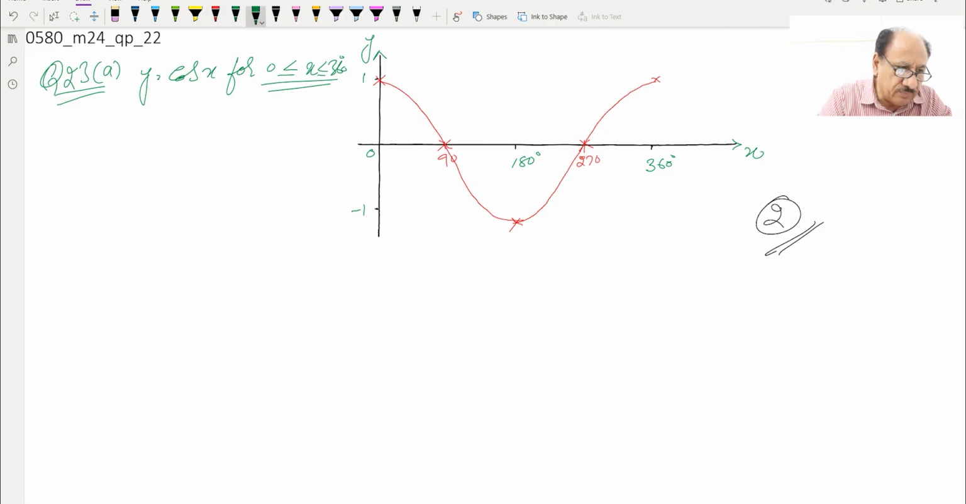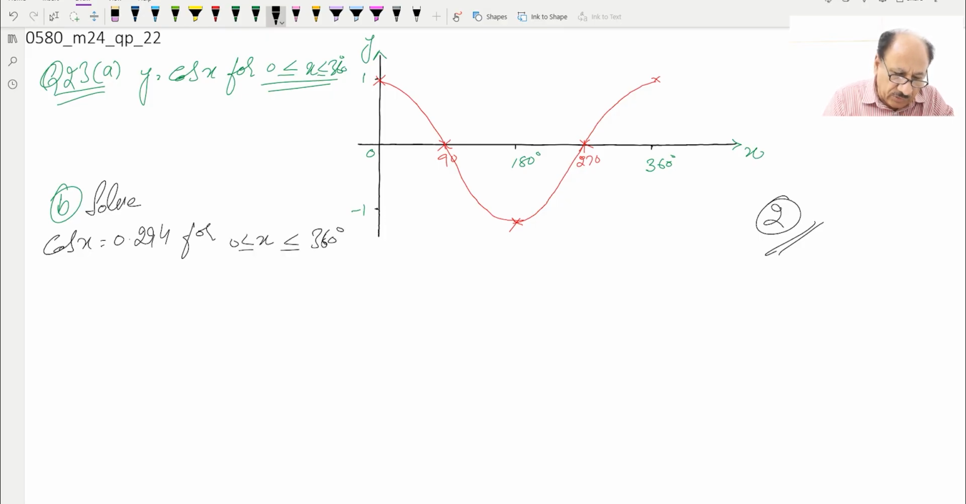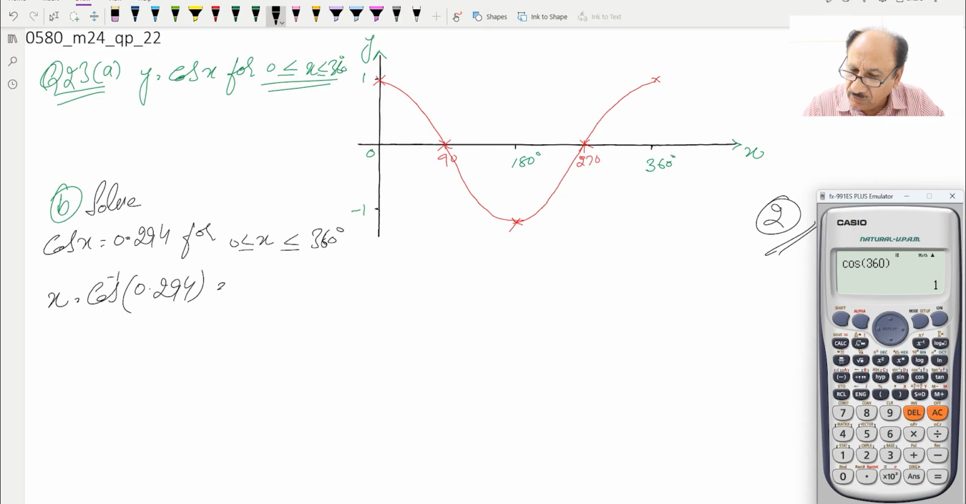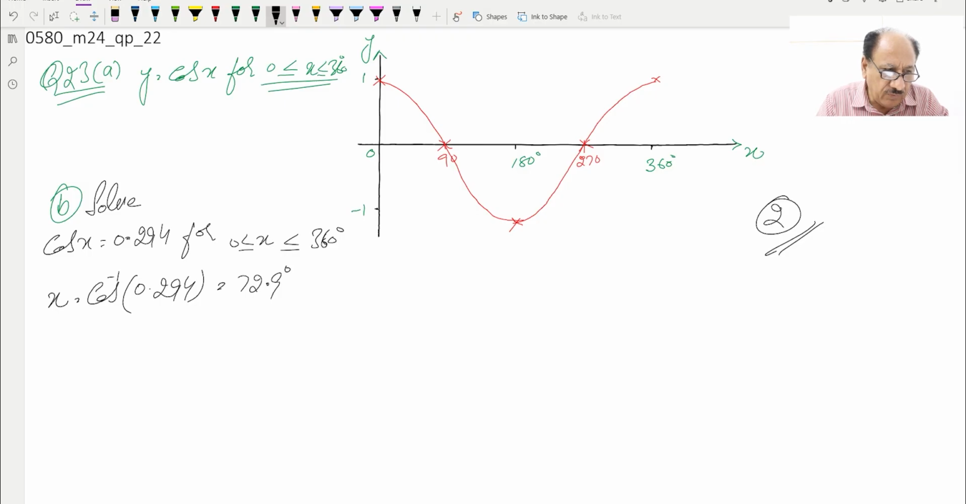Now for the B part, what does it say? B part says solve the equation. So the equation is cos x is equal to 0.294, and the same range is given, x is greater than or equal to 0 and less than or equal to 360 degrees. So we can write x will be equal to cos inverse of 0.294, and this one we can check with the help of the calculator, shift cos of 0.294, and this will give us 72.9 degrees. Now we will be checking where 72.9 degrees lies.